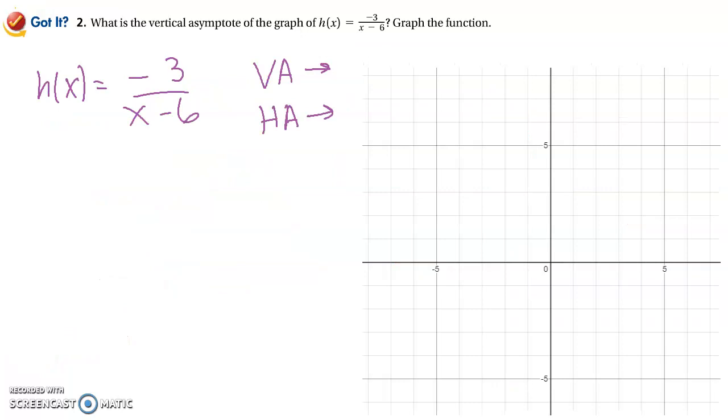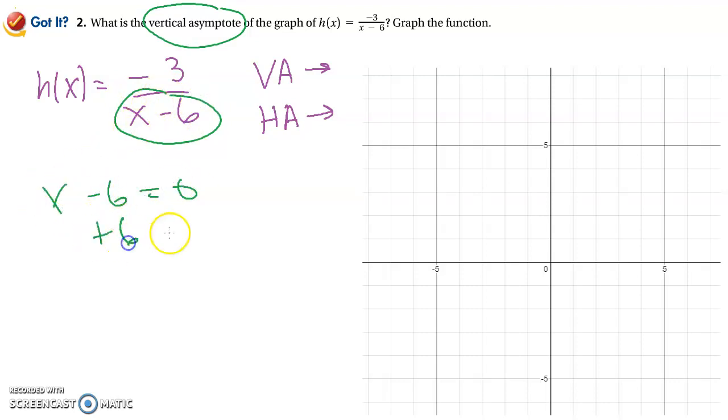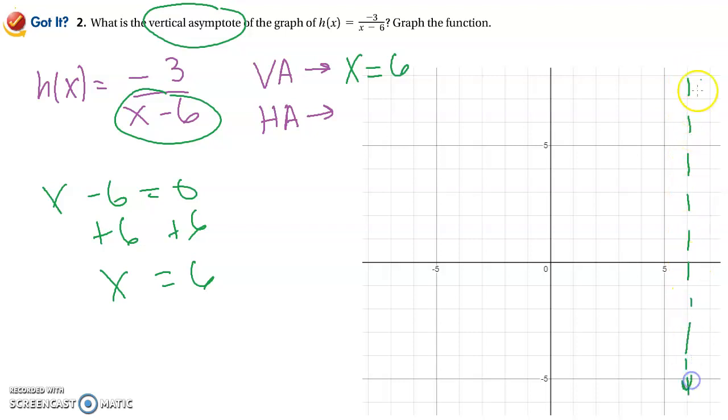So let's look at Got It question number 2 and see if we can graph this. What is the vertical asymptote? All right, so the vertical asymptote of this graph, function h of x, we're just going to go ahead and take the denominator, x minus 6 is equal to 0. If I add 6 on both sides, x is equal to 6. So that means the vertical asymptote is x is equal to 6. That means we're going to have an up and down dashed line here on 6.